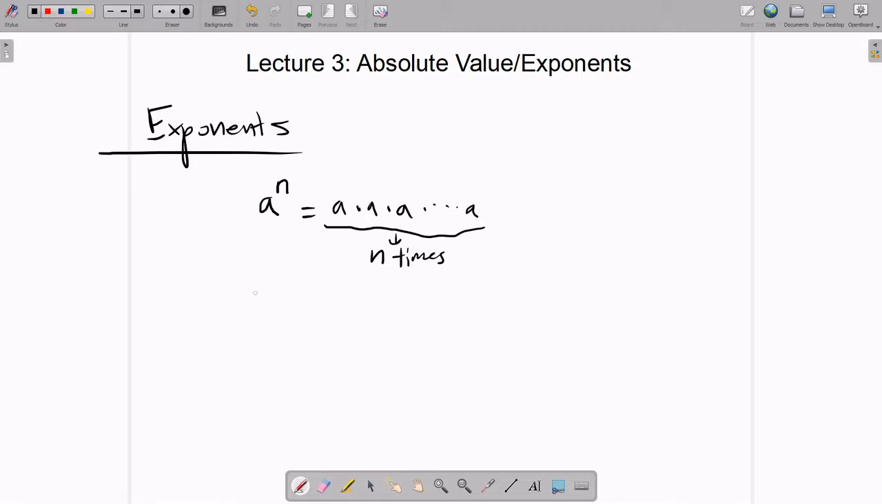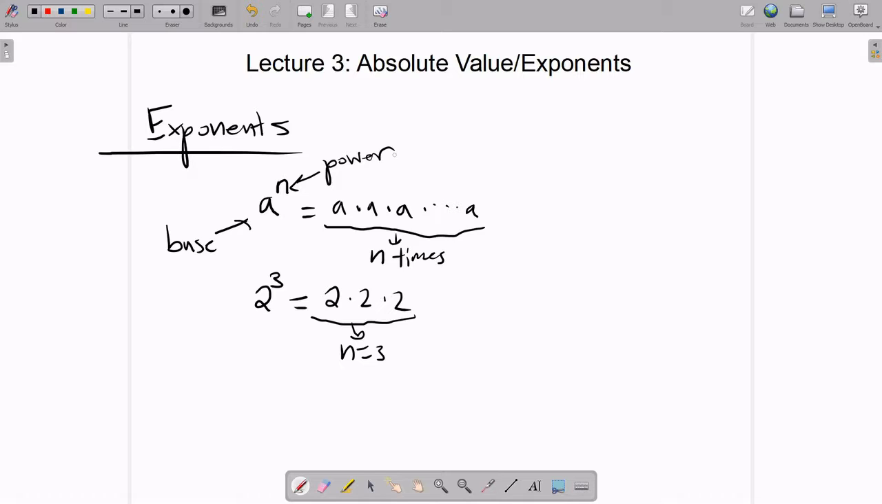The basic example will be 2 cubed. It's equal to 2 times 2 times 2, where your base is 2 consistently, but your n is 3, because you want to multiply 2 three consecutive times. This a is called the base. This n is called the power. And this is the most basic definition of what an exponent should be in the most introductory sense.